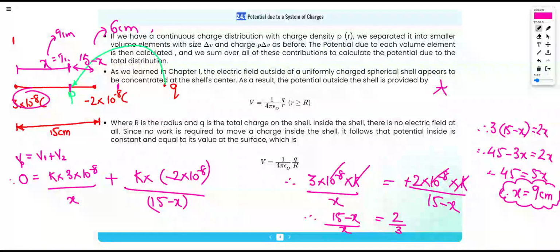I would have considered that the point is somewhere outside. I would have taken the distance as x, and the other distance will be x plus 15. And I would have found the answer, and if that answer were positive, I would have accepted it. Okay, so in CBSE there are chances of asking such tricky questions.